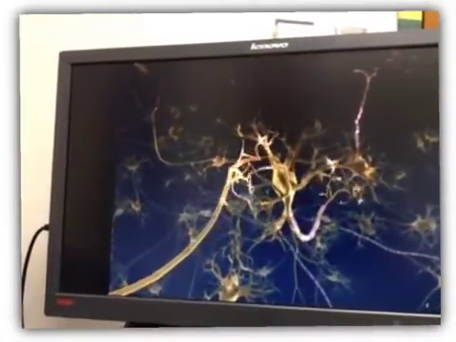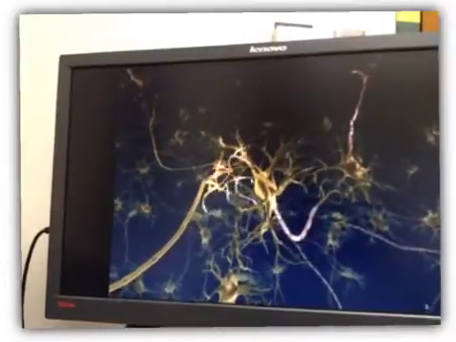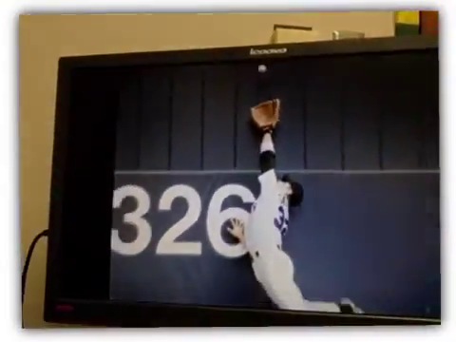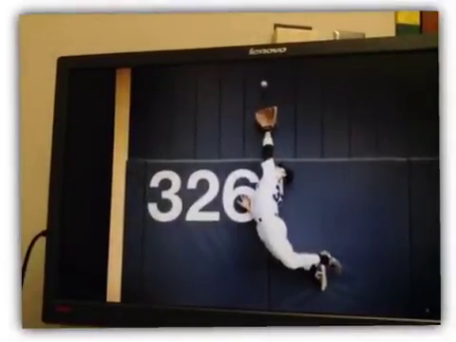The information carried by this action potential will be processed with other information, permitting this baseball player to make a spectacular catch.